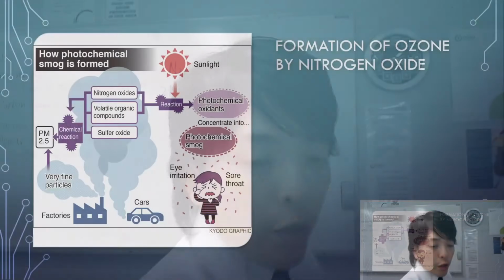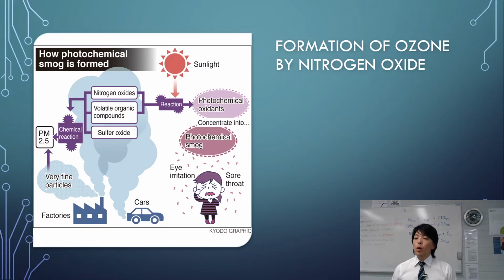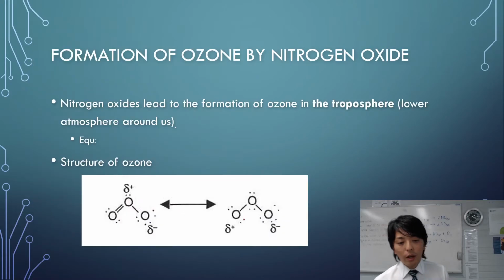This diagram here shows the formation of ozone by nitrogen oxide. You can see that there's blue sort of smoke coming out from cars and factories. They are the primary pollutants. And if you follow the arrow going this way, you can see the reaction happening caused by the sunlight. It becomes photochemical oxidants and it concentrates into photochemical smog. And the person is crying there, having some negative effects on him or her.